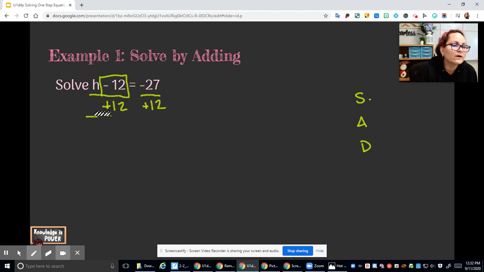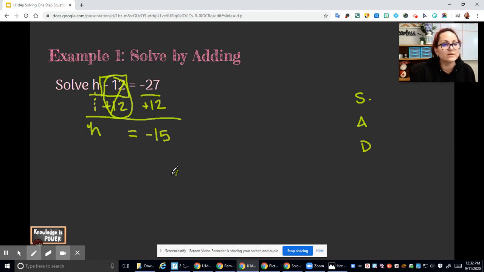Okay, so now what I'm going to do is I bring it down. I have h. This actually zeroes out, right? 12 minus 12 is just 0, okay? It essentially goes away. It's not there. And then here we have negative 27 plus 12, different signs. So we want the difference, which is 15, and we're going to keep the sign of the 27. And so, ladies and gentlemen, our answer is h is equal to negative 15.